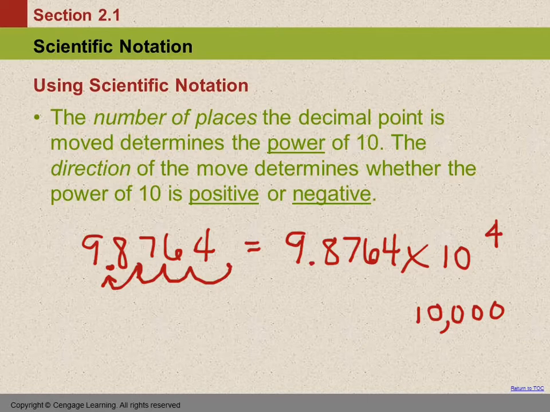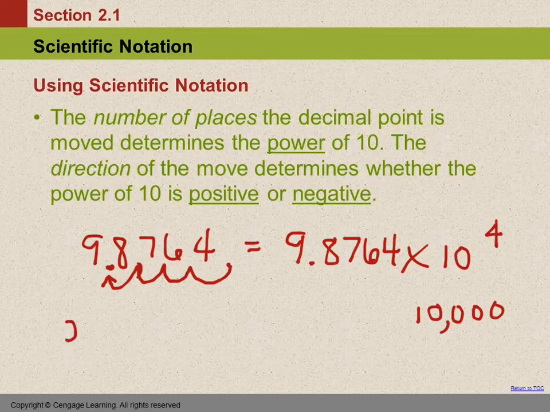Take 9.8764 and multiply by 10,000. You should get our original number back, 98,764. These numbers are exactly the same value. They look different, but it's just a different way of writing it out.